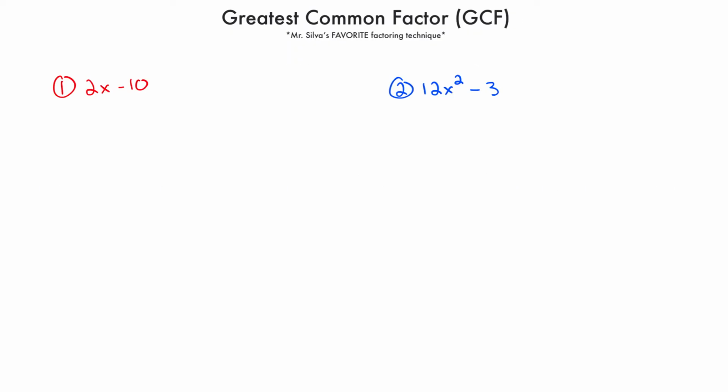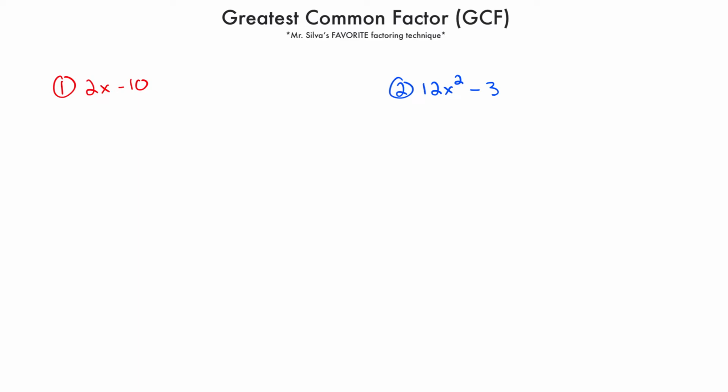The technique is called greatest common factor. You will often hear me abbreviate it as GCF. This is my favorite factoring technique because it makes hard problems simpler, and it also makes unfactorable problems suddenly become factorable. Like, for example, number 1, I have 2x minus 10. You might look at that and go like, Mr. Silva, that's not factorable. It's not x to the second power. And you would be wrong.